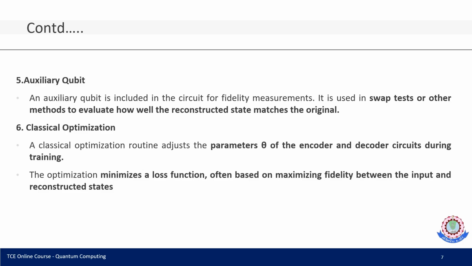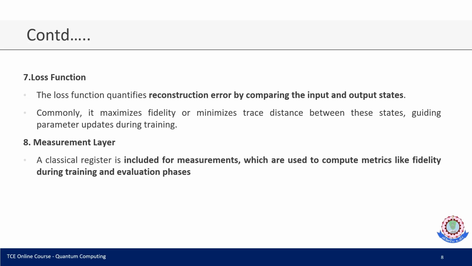The next is auxiliary qubits. These are included in the circuit for the fidelity measurement. They are used in the swap test or other methods to evaluate how well the reconstructed state matches the original. The sixth one is classical optimization. The parameter theta of the encoder and decoder circuits is optimized using training, and it minimizes the loss function, often based on maximizing fidelity between the input and reconstructed states.